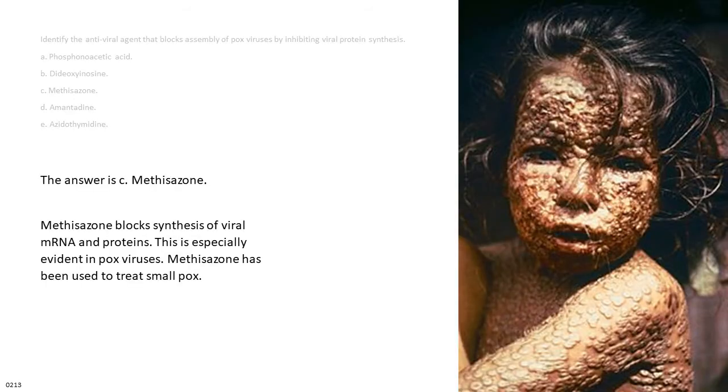The answer is C. Methisazone. Methisazone blocks synthesis of viral mRNA and proteins. This is especially evident in pox viruses. Methisazone has been used to treat smallpox.